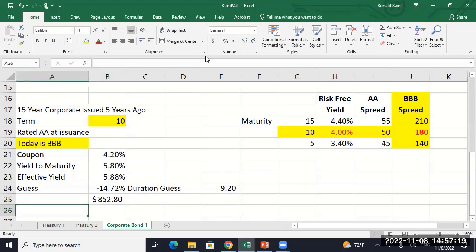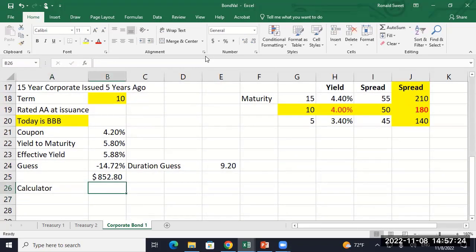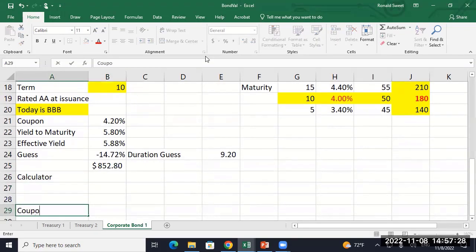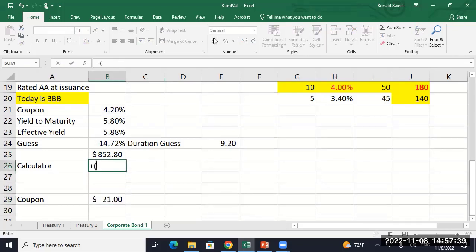That's my guess. Your calculator. See if I can get this right. So what's my cash flow? So $1,000 times 4.2% divided by 2. So I'm going to get a $21 coupon. So $21 divided by 0.058 divided by 2.